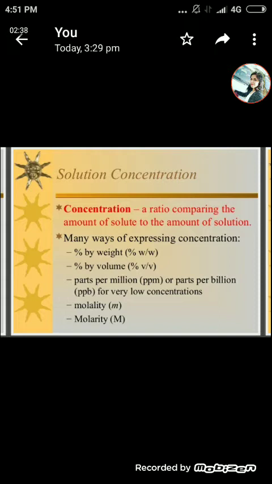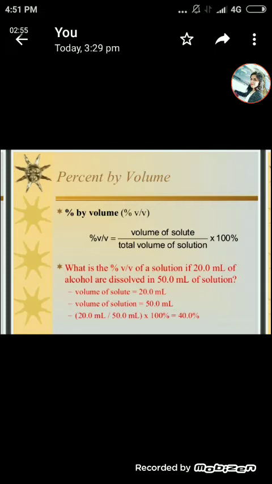There is a formula to calculate percentage by weight and percentage by volume. First I'm telling you how to calculate percent by volume. First you should know what is solute, what is solvent, and what is solution. So, percent by volume: the formula is volume of solute upon total volume of solution, multiplied by 100%.